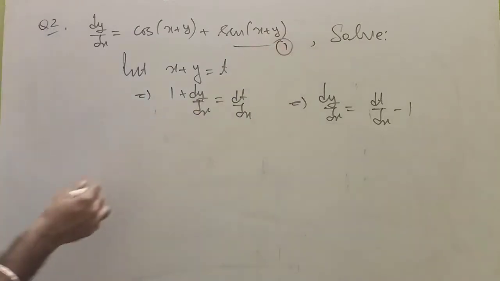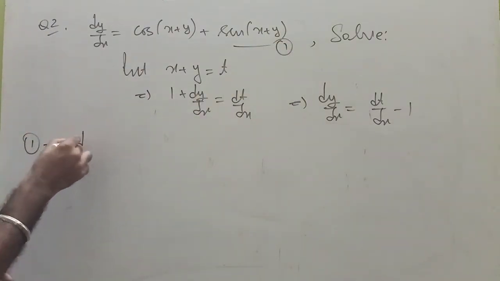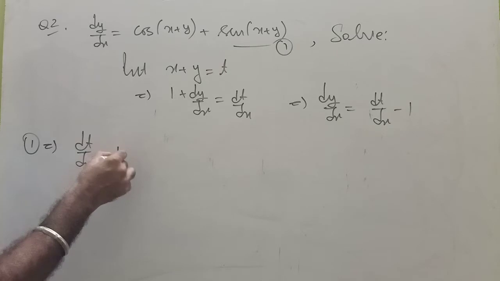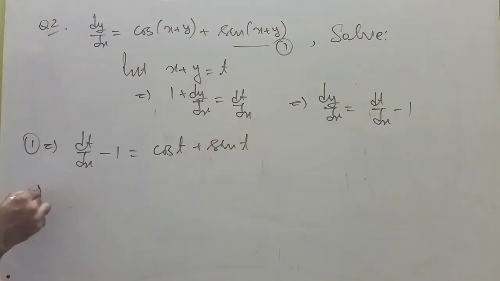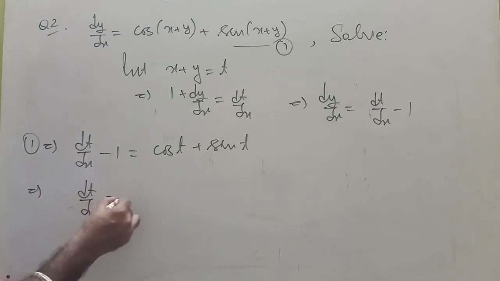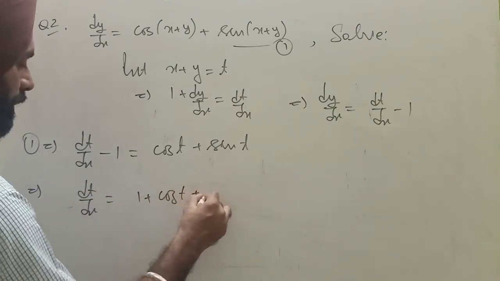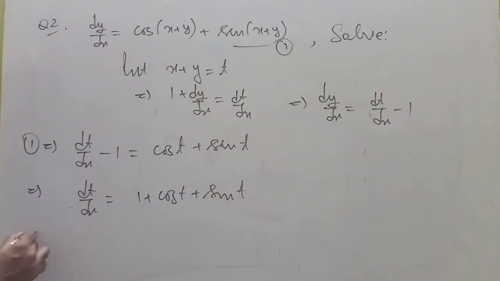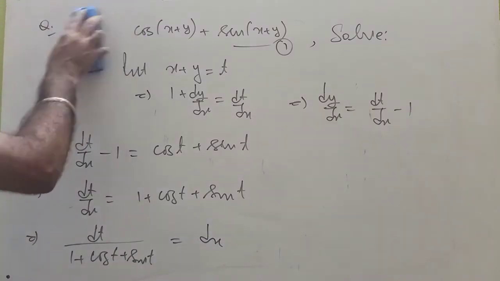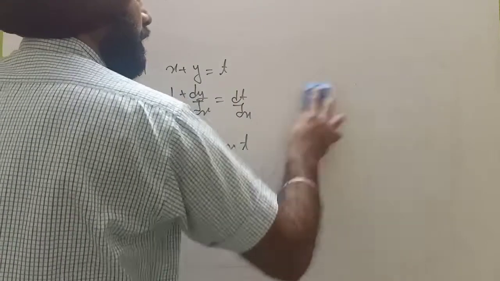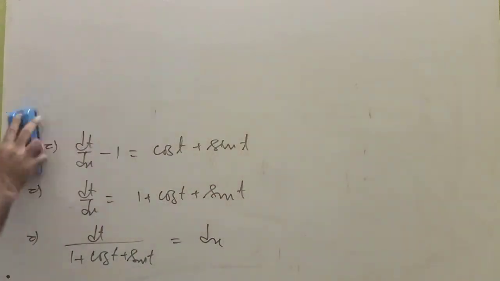So in equation number 1, the left hand side is dt by dx minus 1 is equal to cos t plus sin t. And now dt by dx is equal to 1 plus cos t plus sin t. And now it can be separated easily. Cross multiplying, dt over 1 plus cos t plus sin t is equal to dx. Then integrating both sides. So in the next step, take integrals and put the plus c sign also.